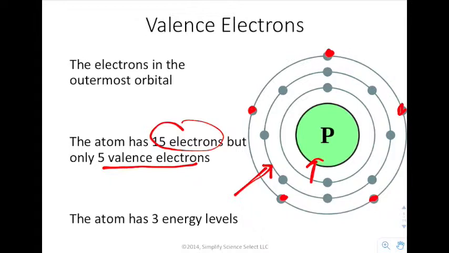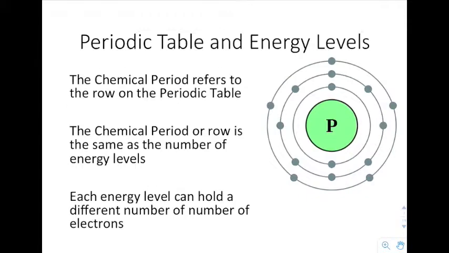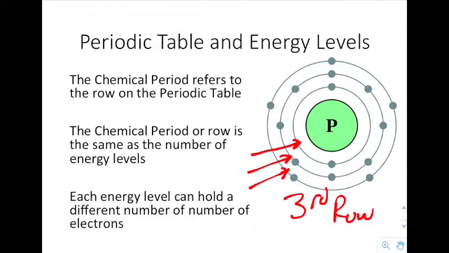This particular atom has 3 energy levels: the first, the second, and the third. In this case, the third electron shell is the valence shell. If you look at the periodic table and energy levels, the chemical period refers to the row on the periodic table. The chemical period, or row, is the same number as the number of shells: 1, 2, 3. We find phosphorus in the third row because it has 3 electron shells.